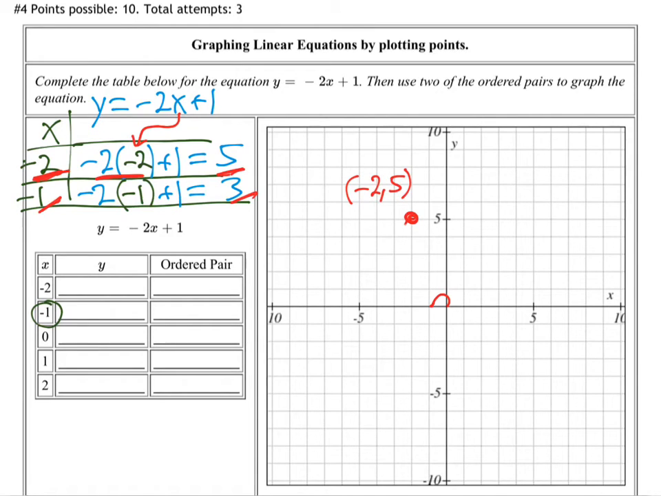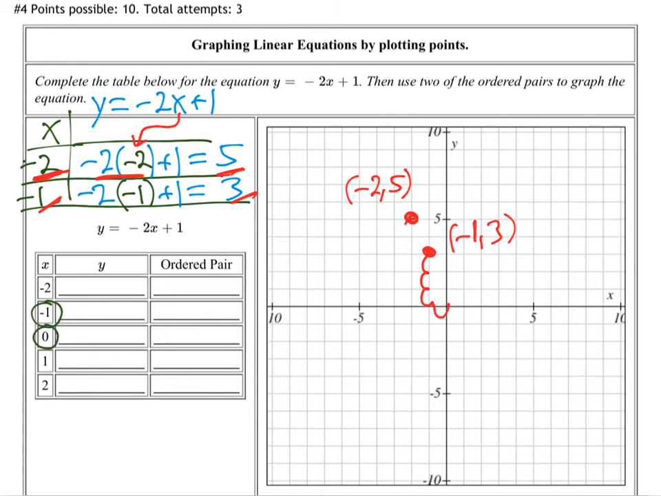So back 1, up 3, right? Back 1, up 1, 2, 3. There it is. Back 1, up 3. Good. Let's do the next one.